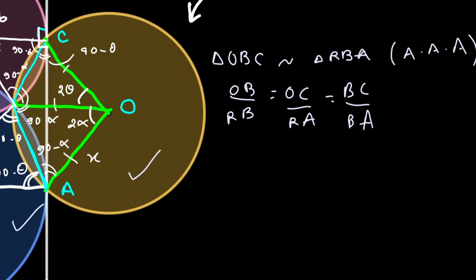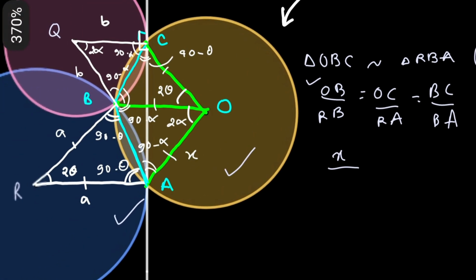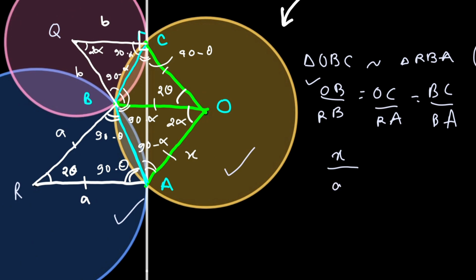Like for example, the length OB is the radius of this yellow circle, hence it would have a value X, upon RB, that is going to be the radius of the blue circle that is over here, hence it would have a value A. This thing equals OC upon RA. OC is again the radius of this yellow circle, hence it would have a value X, upon RA, that is the radius of the blue circle, hence it would have a value A, and this thing equals BC upon BA.